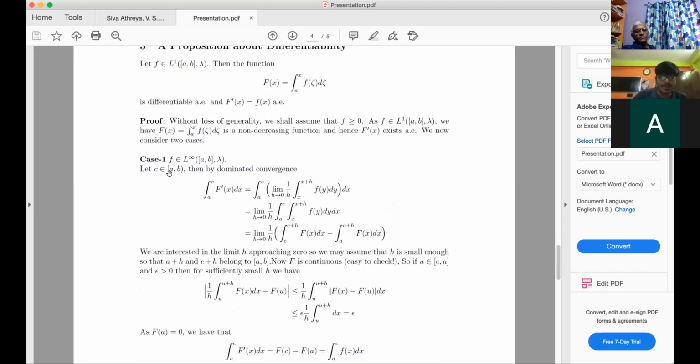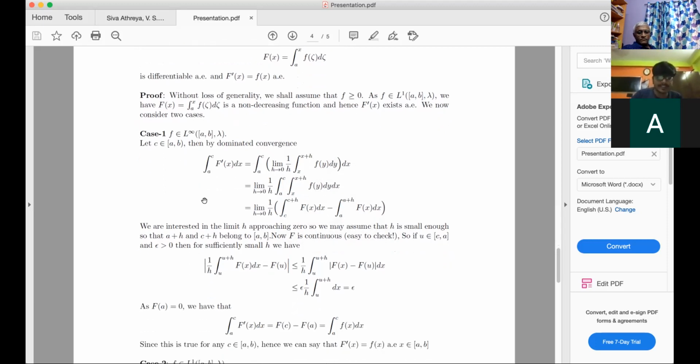So we pick some arbitrary c lying in the interval [a, b), and by the dominated convergence theorem, this integral from a to c of F'(x) dx can be written as this thing. You keep this constant and you break this down using this definition. Now from here, you just switch the limit and the integral sign to get 1 by h outside. Now resubstitute the definition of F(x) into this to get that this part is basically the difference of the integral from c to c plus h minus a to a plus h of F(x) dx.